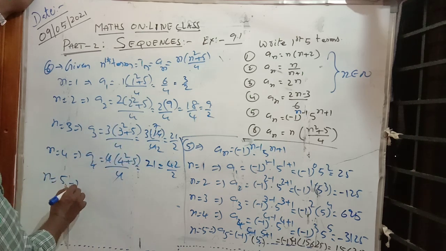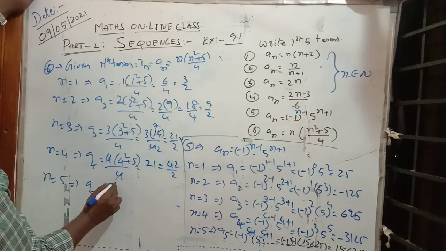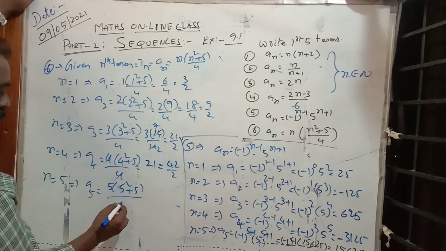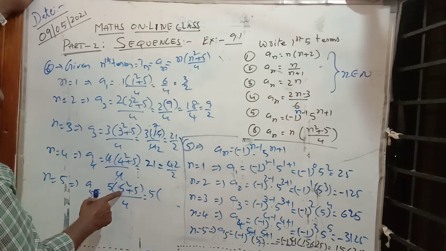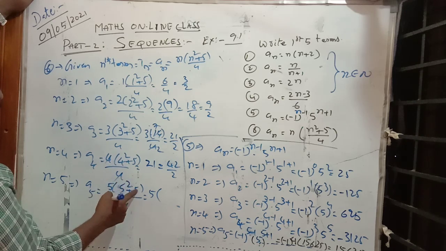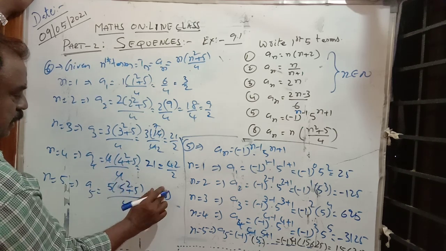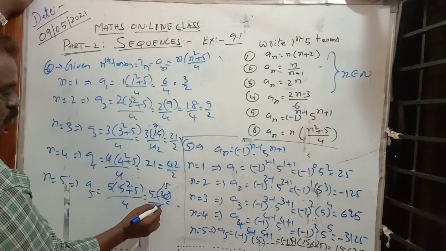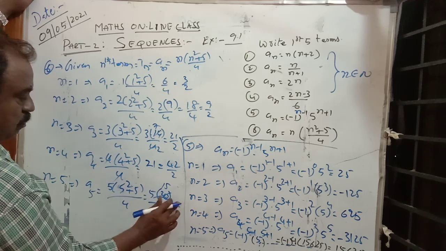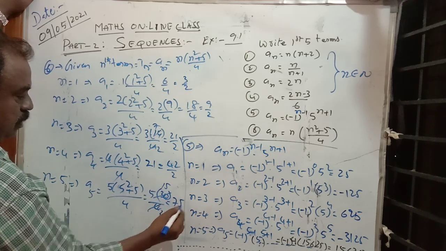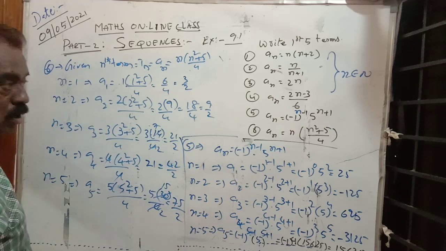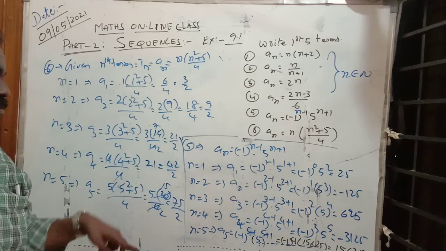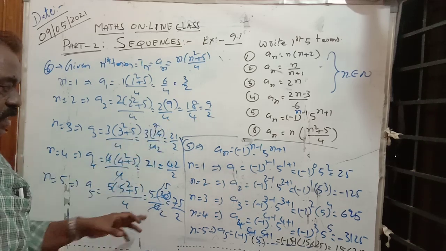So n is equal to 5, the last one. It is 5 of 5 square plus 5 by 4. 5 into 5 square is 25, 25 plus 5 is 30, by 4. It is 15 by 2, 15 5s, it is 75 by 2. So the first terms are 3 by 2, 9 by 2, 21 by 2, 45 by 2, 75 by 2. These are the series.